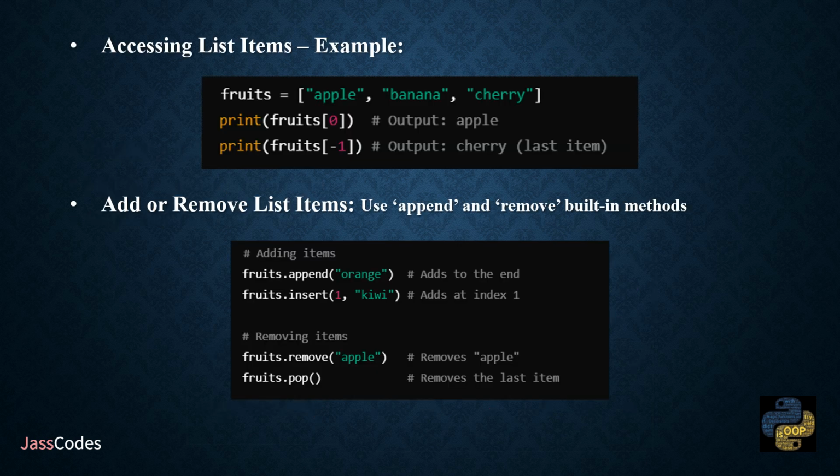In the first code, we have accessed the first and last elements using positive and negative indexes. Which is, fruits[0] gives the first item, that is apple. fruits[-1] gives the last item, that is cherry.